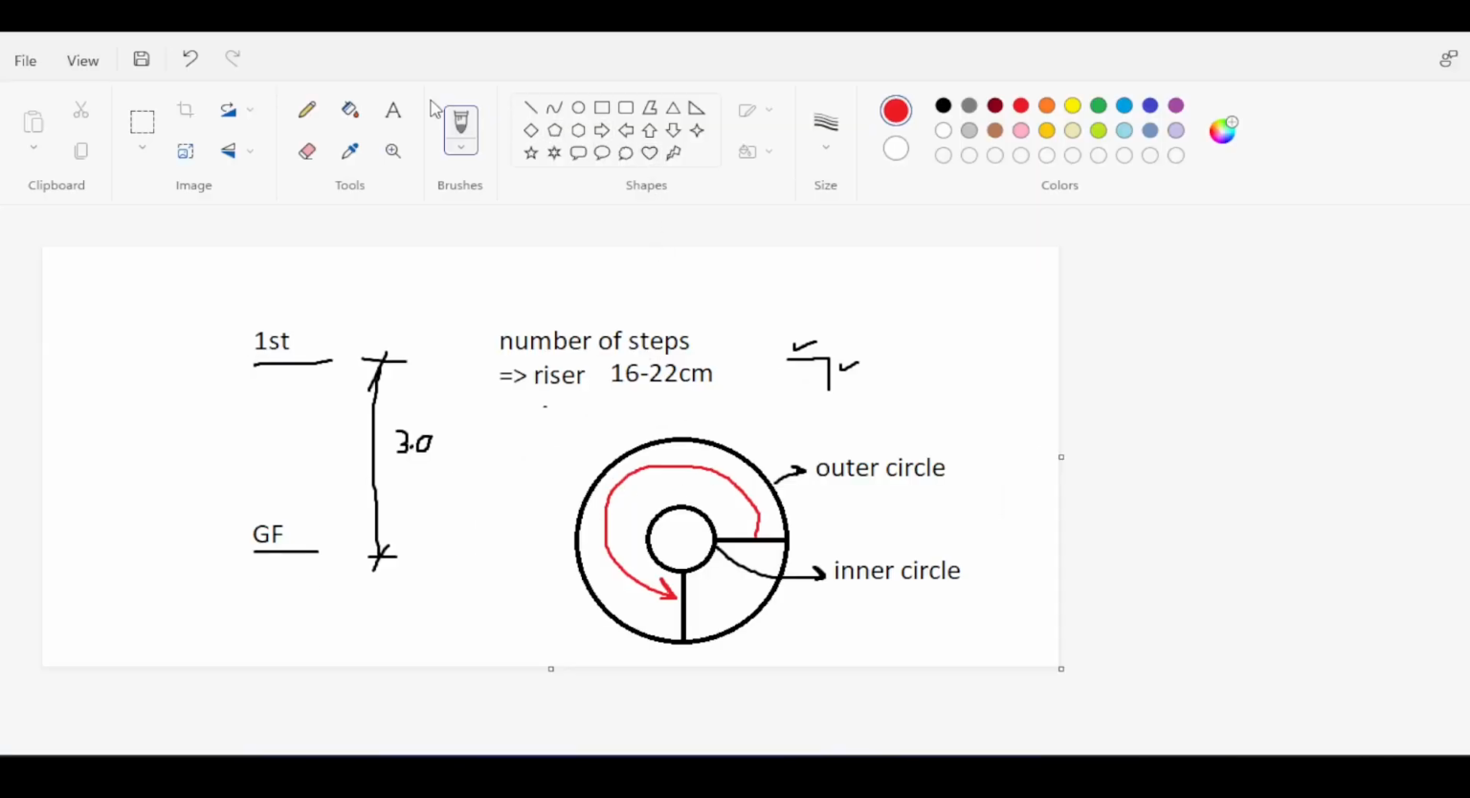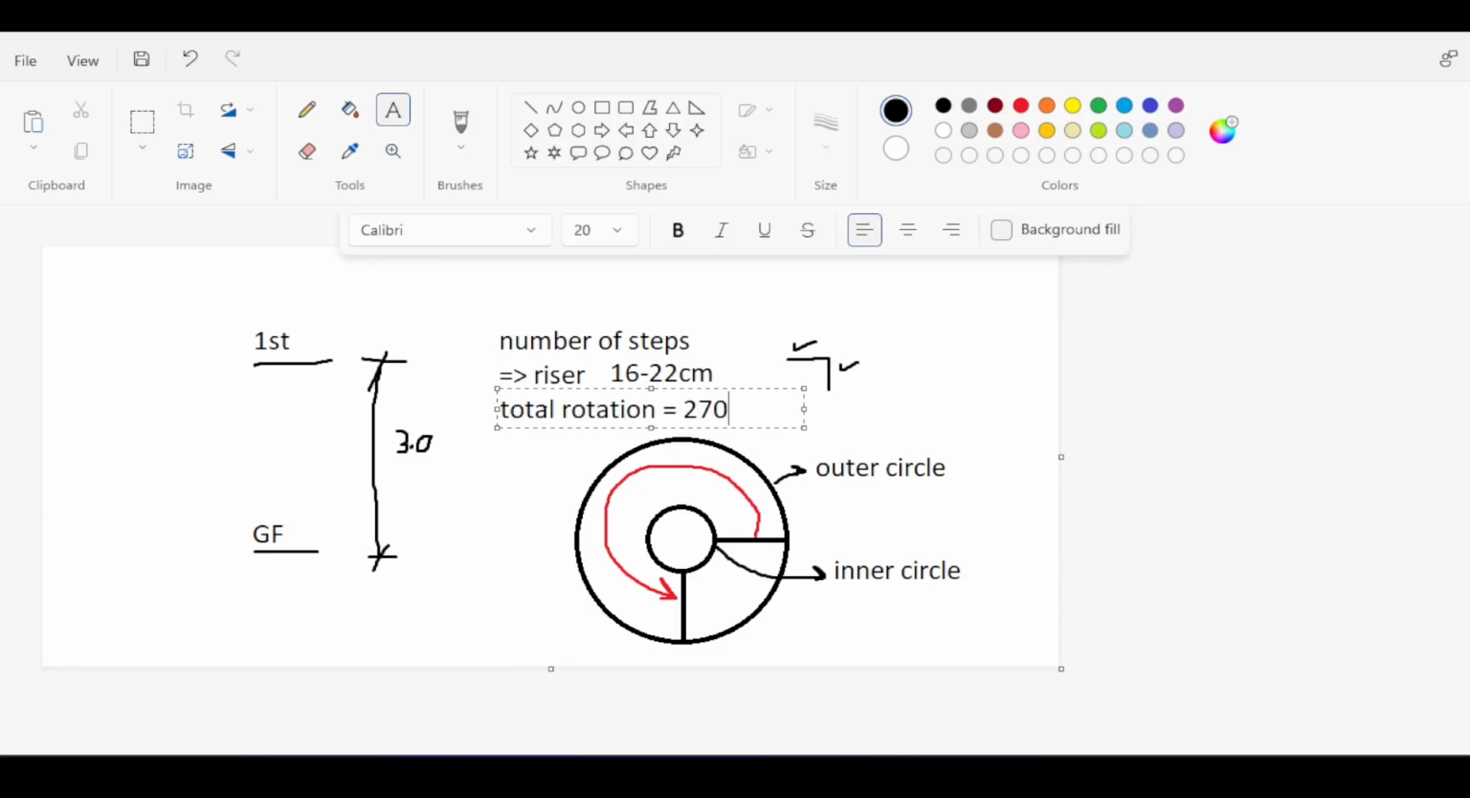So I'm going to say that there is a staircase angle. This is one of the design parameters you need to keep an eye on. I will call it total rotation. I call it 270 degrees now. I don't know what I called it in the Excel sheet. I just call it total rotation here. Now, remember, there is a riser, and I talked about this. It's basically the delta H over the number of steps. And then there is the tread, which is the horizontal thing.